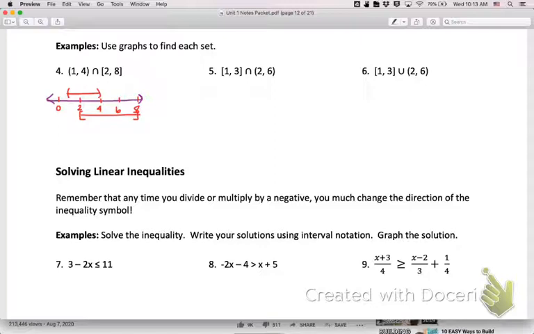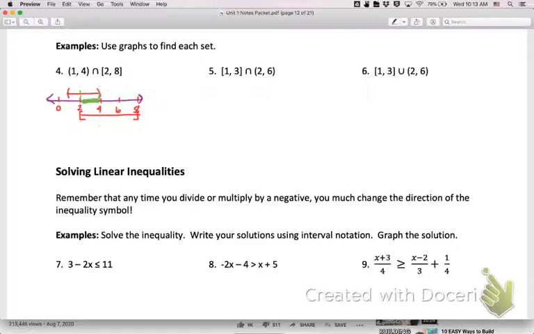We want the section of the number line that they have in common. So the place where they overlap, if you kind of drop down, is this right here. Okay, so we know that we've got this shaded area in between 2 and 4. We need this point to be included in both.